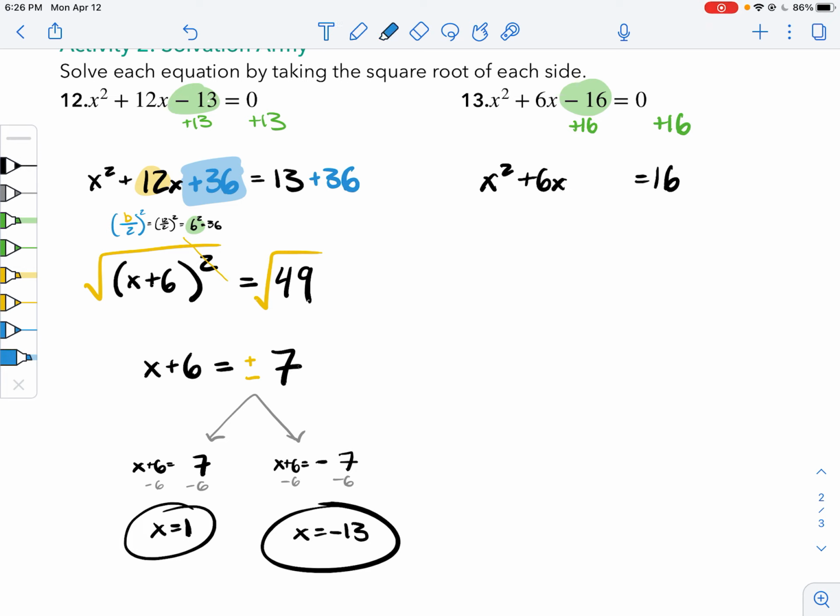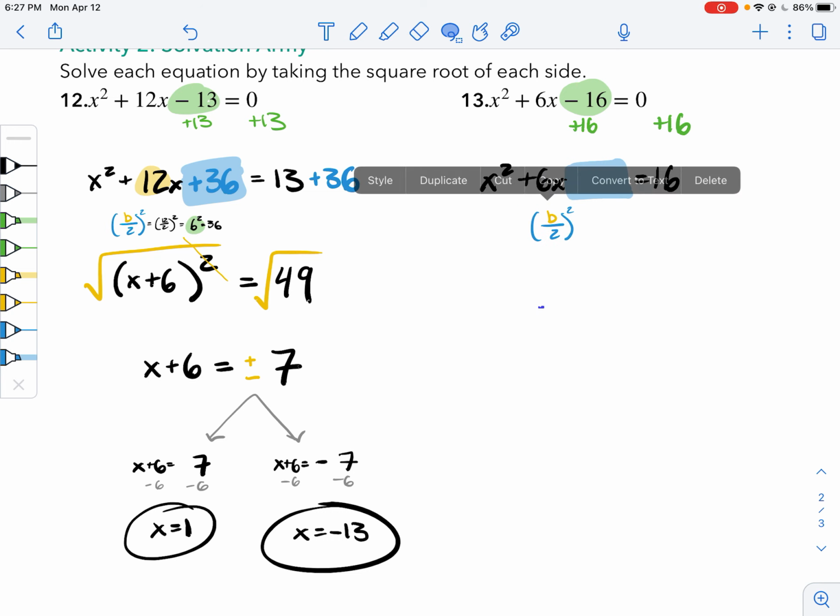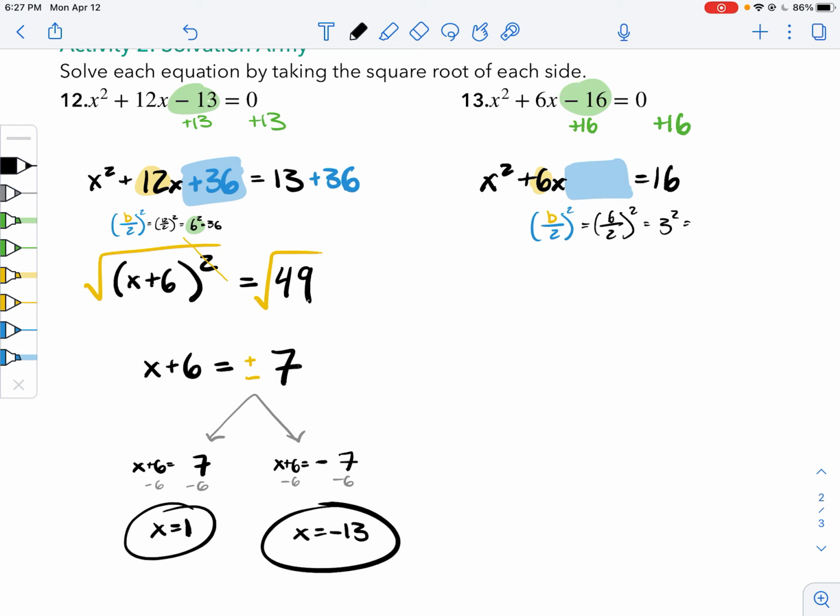Now, what goes in this space to make this a perfect square? Well, we need to take our b term and halve it and square it. So that'll be 6 over 2 squared, which is 3 squared, which is 9. So that means we need to add 9, but we are adding 9 to both sides. That's so important. Remember to do that. Simplifying, x squared plus 6x plus 9 equals 25.